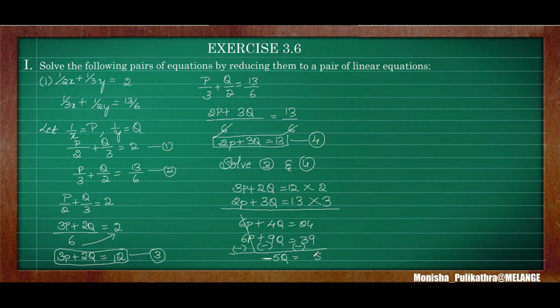So it will become 15, and the larger number's sign is minus. Okay. So minus and minus cancel each other. Remaining, q is equal to 15 divided by 5. So 5 ones are 5, 5 threes are 15. So the value of q is 3.